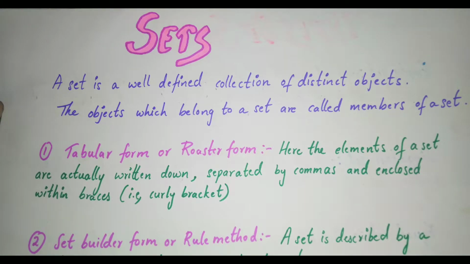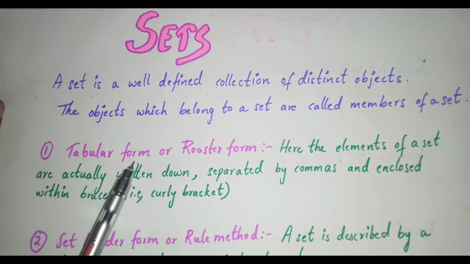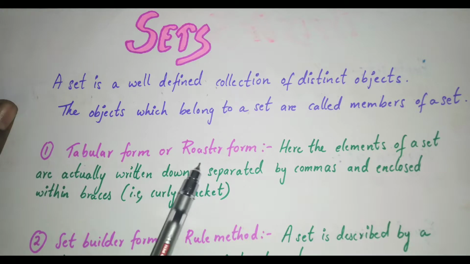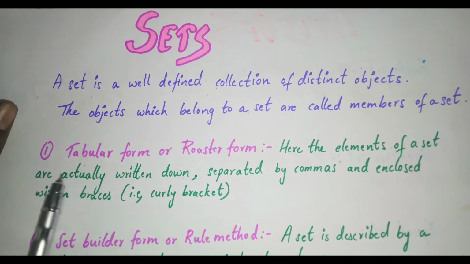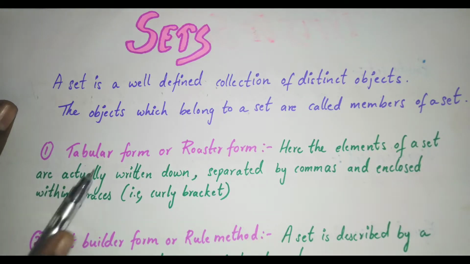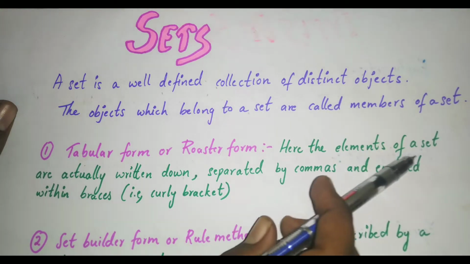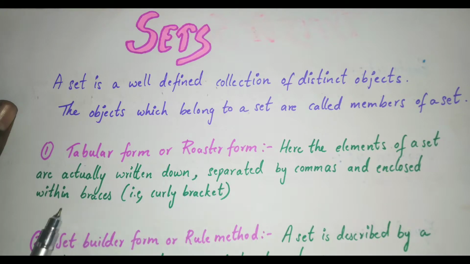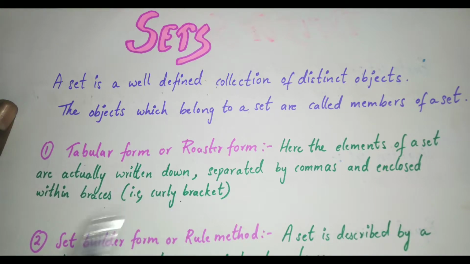And the next thing is, how can we describe a set? A set can be described in two ways. The first way is the tabular way. Tabular form is also called roster form. Let us study tabular form first. In tabular form, the elements of a set are written down, separated by commas and enclosed within brackets, and the brackets should be curly brackets.